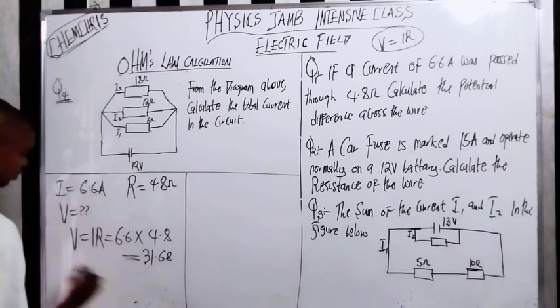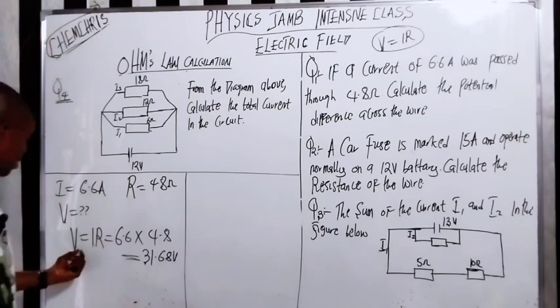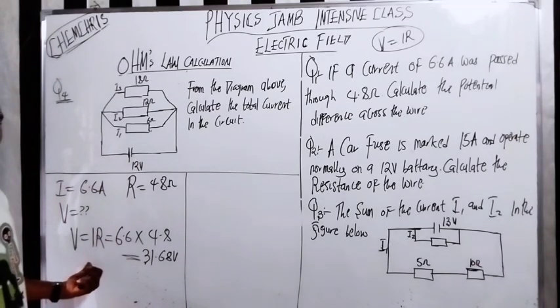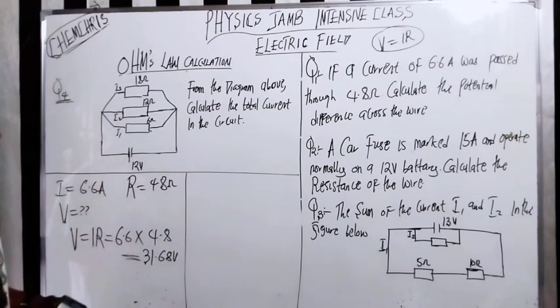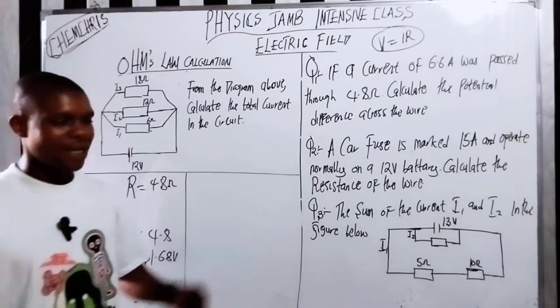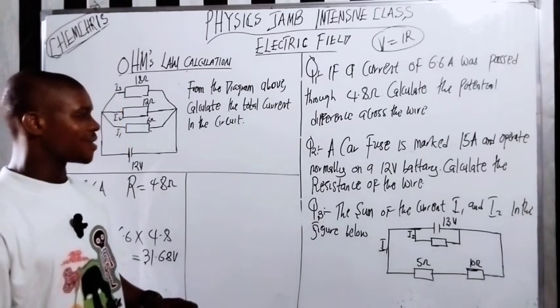31.68 volts. Remember, the unit of potential difference is volts. So that is the answer to the first one. Very easy, right? So look at the second one.